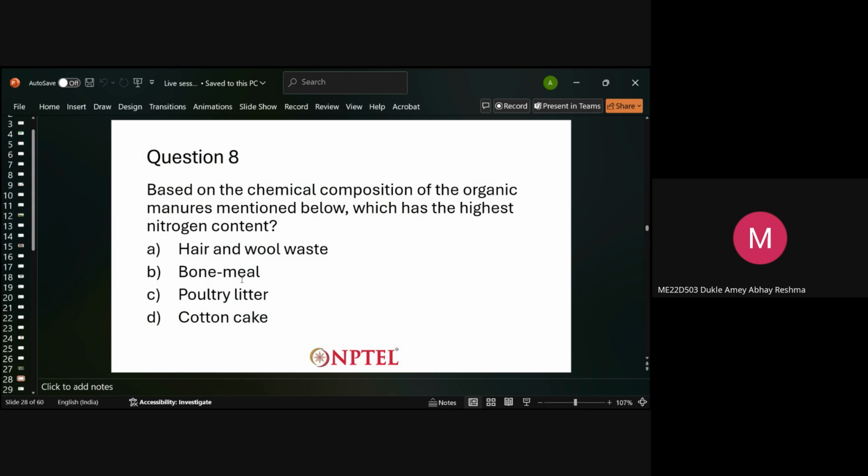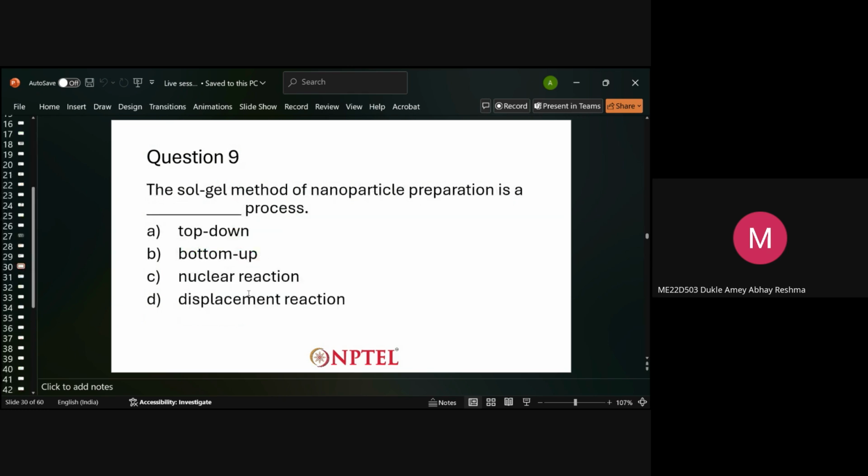The next question is based on the chemical composition of the organic manures mentioned below: which one has the highest nitrogen content? Hair and wool waste, bone meal, poultry litter, or cotton cake? The answer is hair and wool waste. Question 9: the sol-gel method of nanoparticle preparation is a dash process: top down, bottom up, nuclear reaction, displacement reaction. The answer is bottom up process.